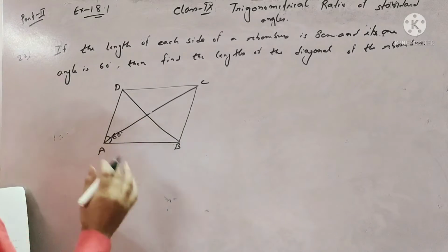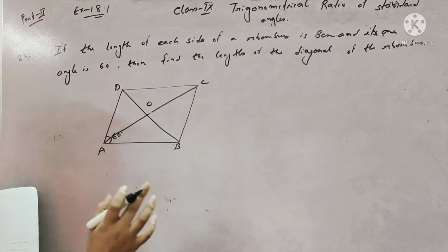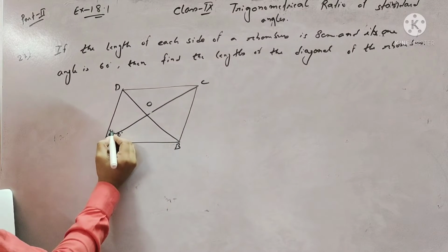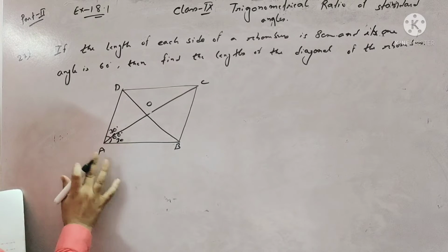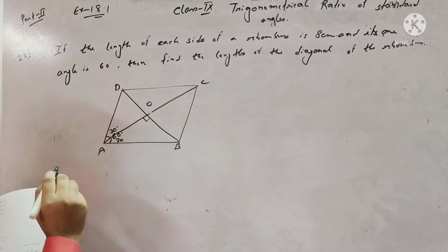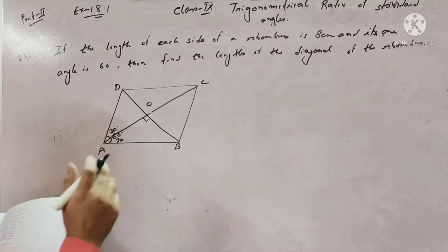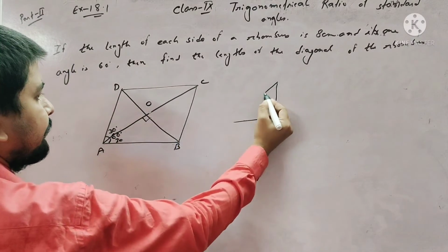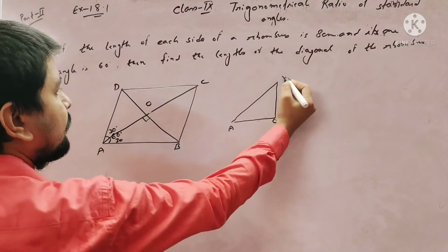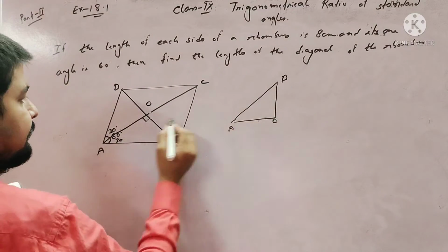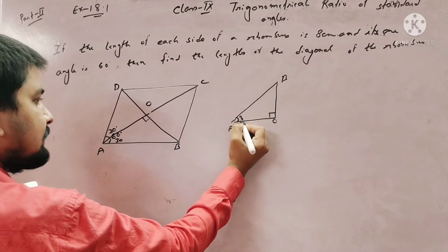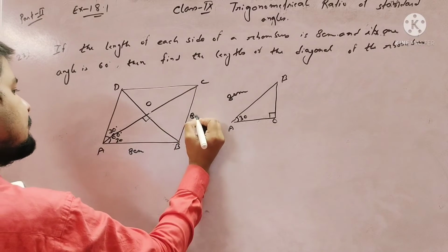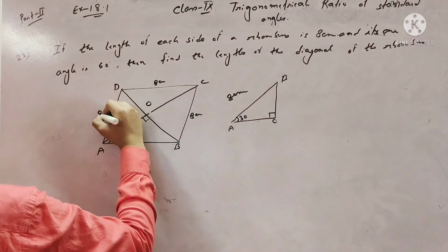The basic feature of the rhombus is that the diagonals bisect the angles. That means this angle is divided into 30 and 30 degree. And the diagonals intersect at right angle, that means here is 90. So first of all, you draw triangle AOB separately. We clearly see that at O is 90 degree, here is 30 degree, and this side is 8 centimeter, because we know that all sides of the rhombus are equal.